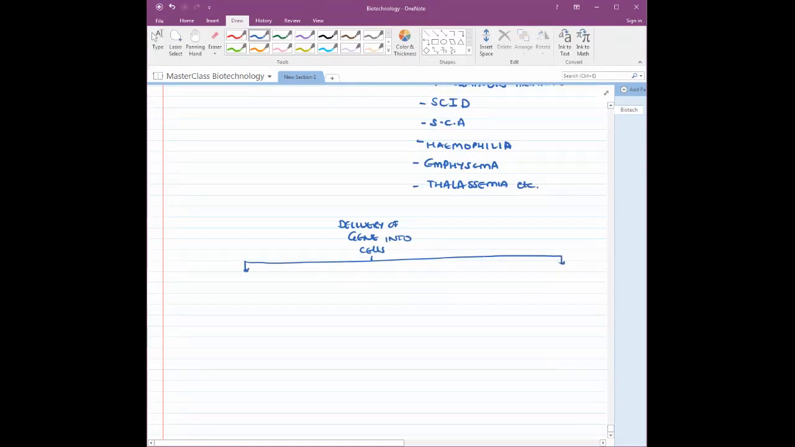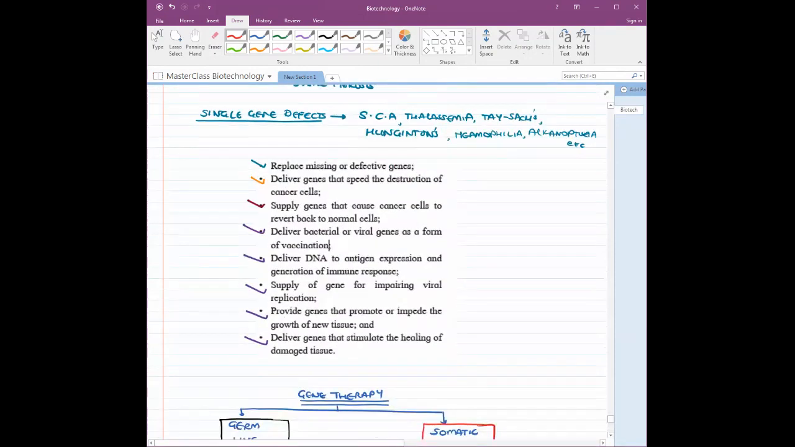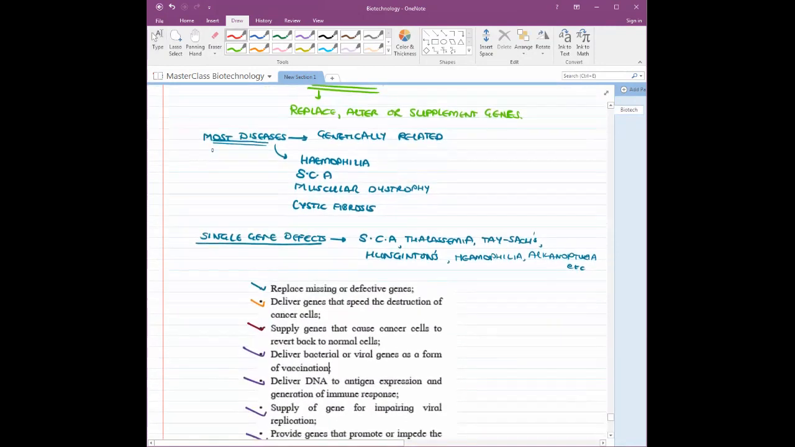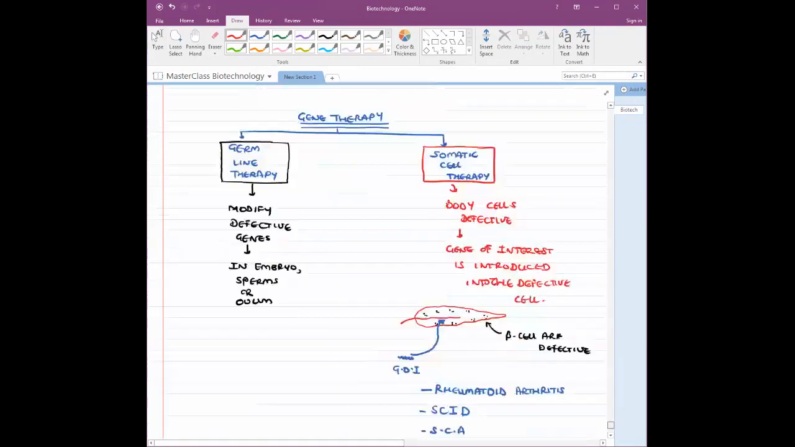Now the first thing we are going to have is something called virosomes. See, guys, we had talked about virosomes over here also, somewhere here. Yes, here: deliver bacterial or viral genes, in the form of vaccination. Here we can make use of virosomes. So let's try to see how.